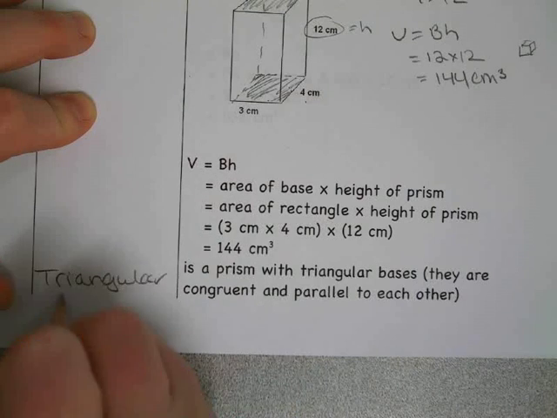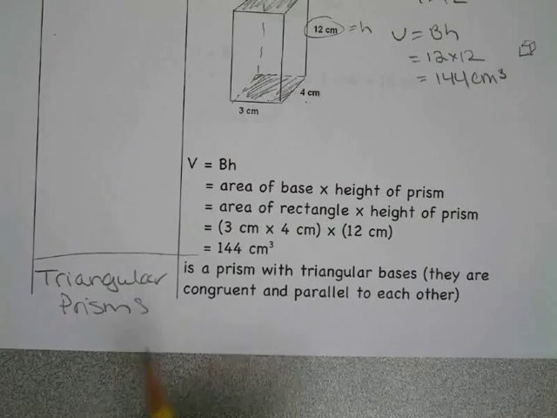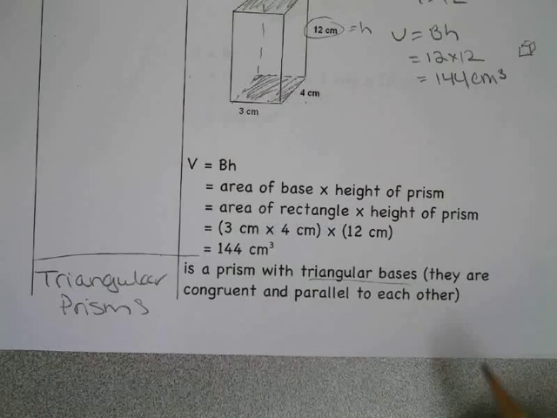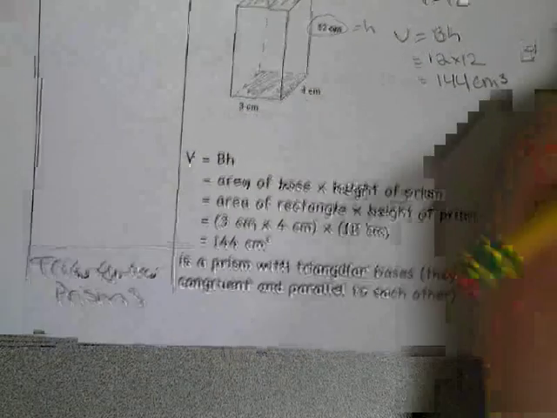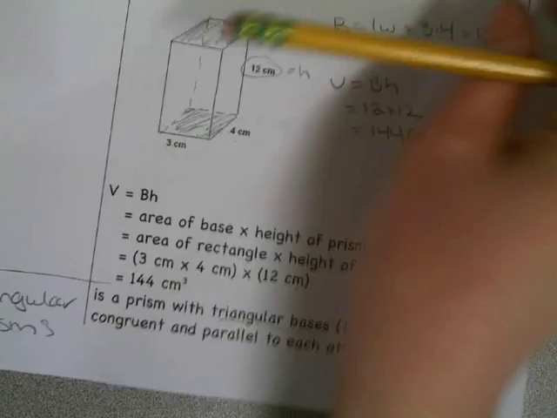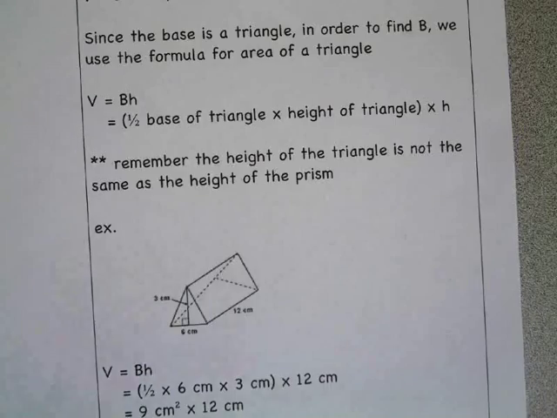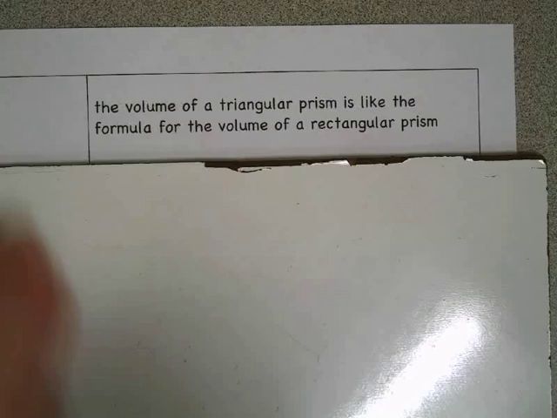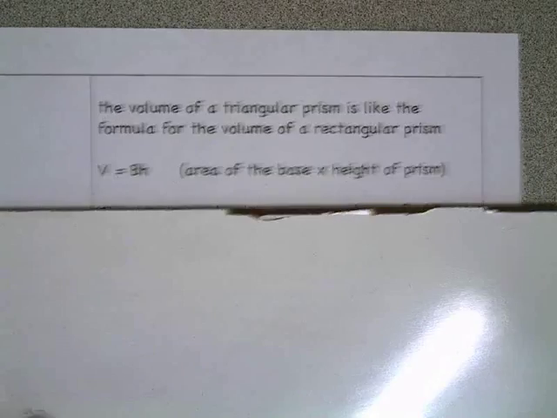Next, we're going to look at triangular prisms. And as we learned before, a triangular prism is a prism with triangular bases. They are congruent and parallel to one another. So just like a rectangular prism, but the bases are triangles. So the volume of a triangular prism is just like the formula of the volume for a rectangular prism. The volume equals the area of the base times the height of the prism.